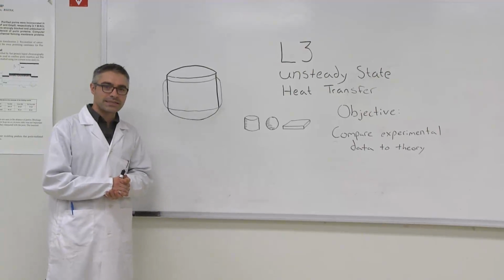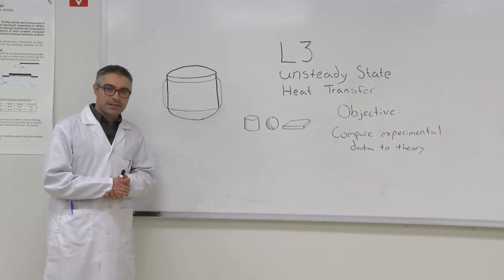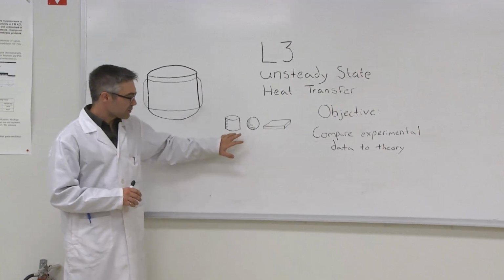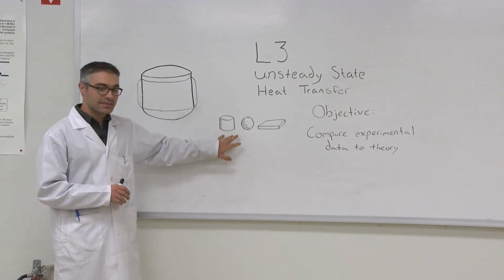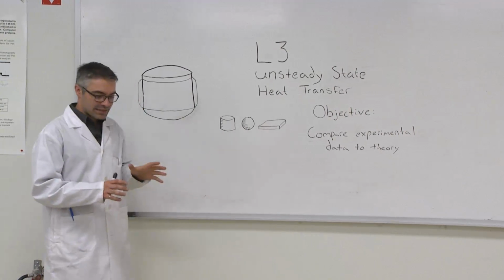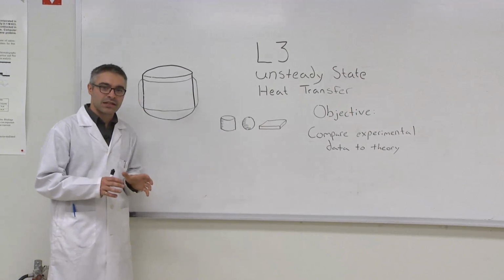Laboratory 3, unsteady state heat transfer. The objective of this lab is to examine the theoretical shape factors of an infinite cylinder, a sphere, and an infinite slab, and see how these interact in an unsteady state heat transfer environment.